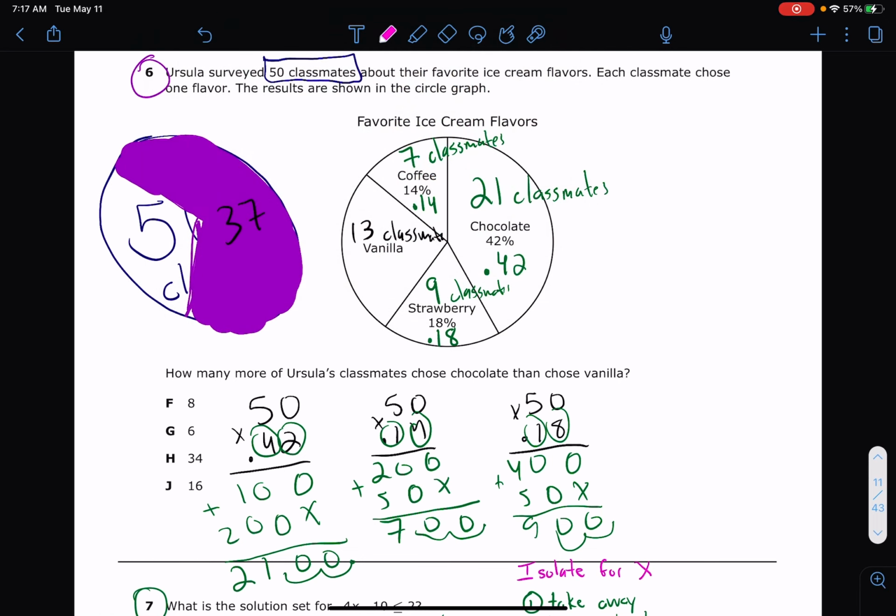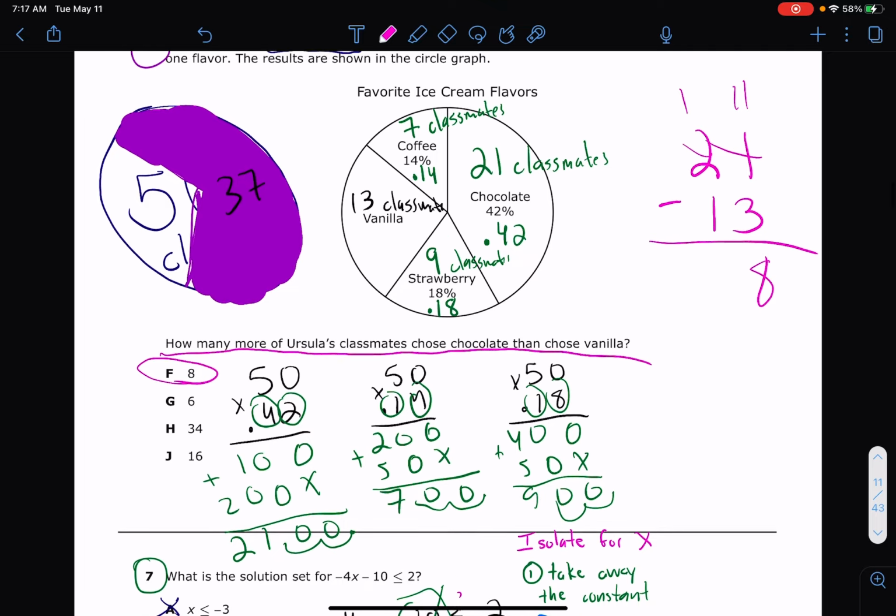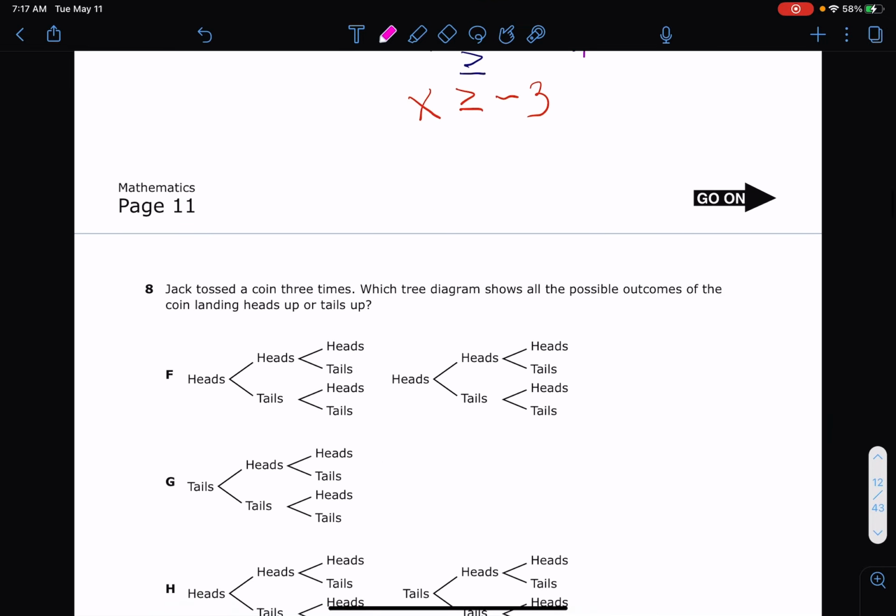But the question asks, how many more of Ursula's classmates chose chocolate than chose vanilla? Remember, translate, traduzcan. ¿Cuántos más de los estudiantes escogieron chocolate que vainilla? So you subtract. And my answer is F, 8. So a lot of steps to this problem, muchos pasos.